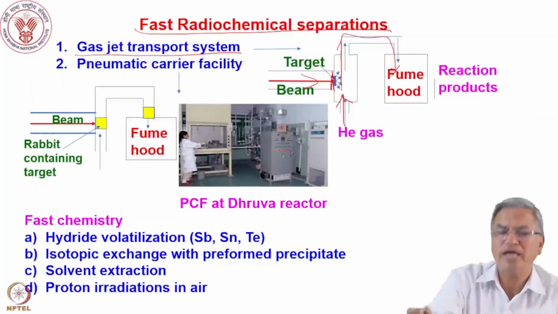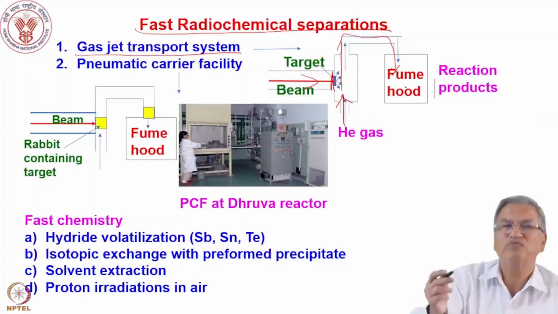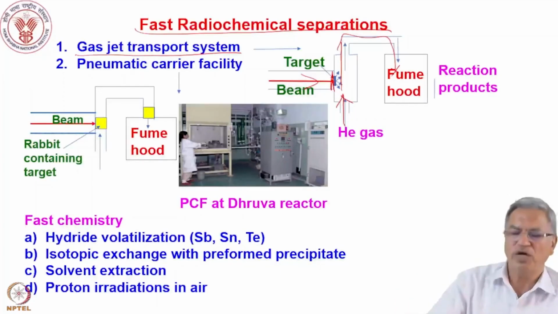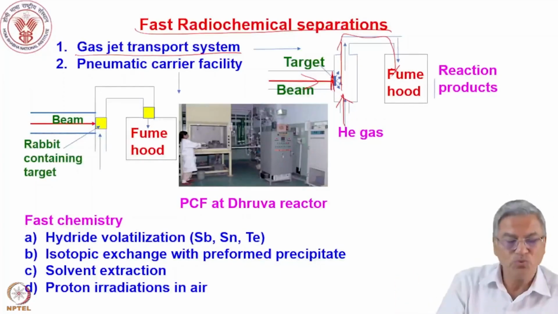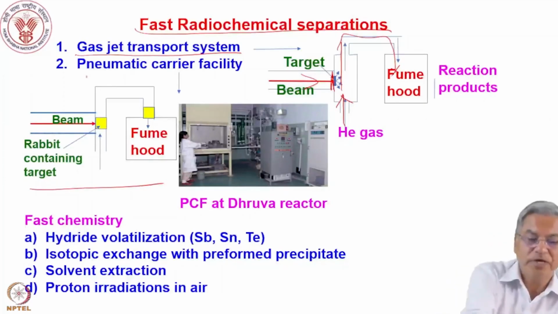The transport time for the reaction products from the reactor or accelerator to the fume hood becomes a few seconds, one or two seconds. Then you have very fast chemistry apparatus for the chemistry. The other one is the pneumatic carrier facility. The pneumatic carrier means the rabbit; you have a rabbit capsule.